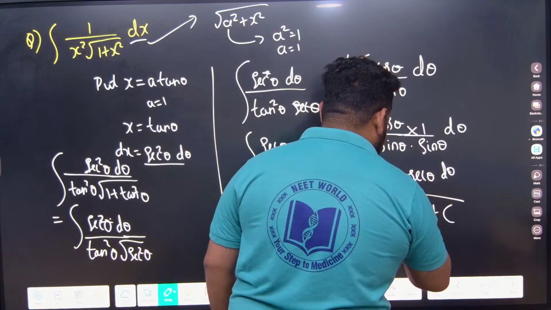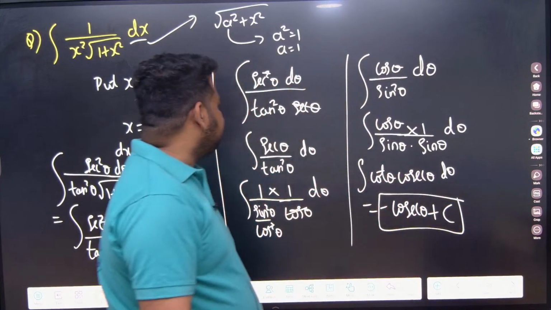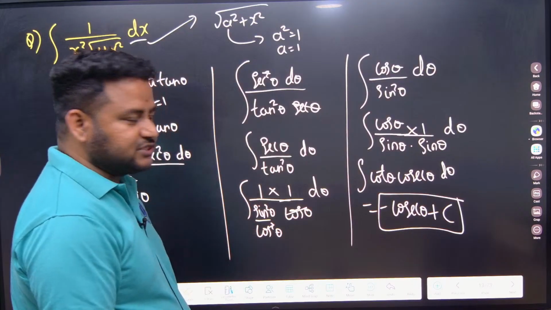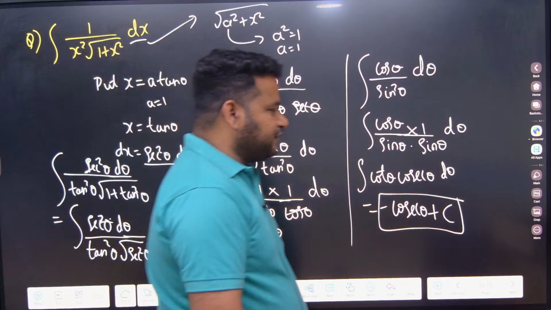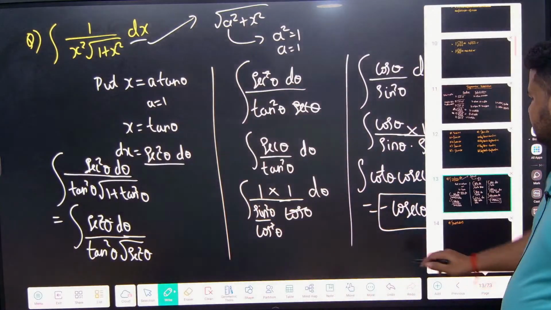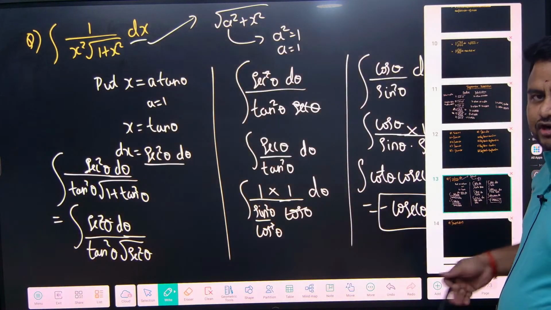So this is the final answer, friends. We got it in terms of theta: minus cosecant theta plus c. This is the final answer. This is how we solve a question on trigonometric substitution.